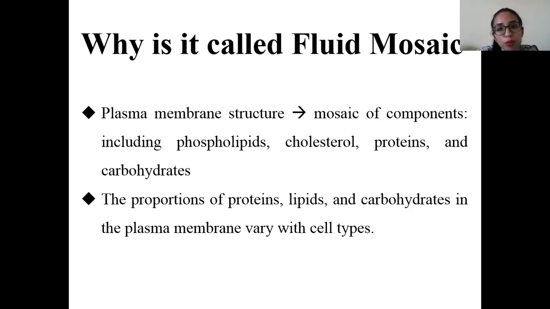Why is it called fluid mosaic or liquid mosaic? Because it is mainly composed of the plasma membrane, whose main mosaic components include phospholipids, cholesterol, protein and carbohydrate. The proportions of these biomolecules, protein, lipids and carbohydrate, vary with the cell type, and generally they are in liquid form. That's why it's known as liquid or fluid. I repeat, the main components of the mosaic are phospholipid, cholesterol, protein and carbohydrate. All of them compose together to form the fluid mosaic or liquid mosaic.